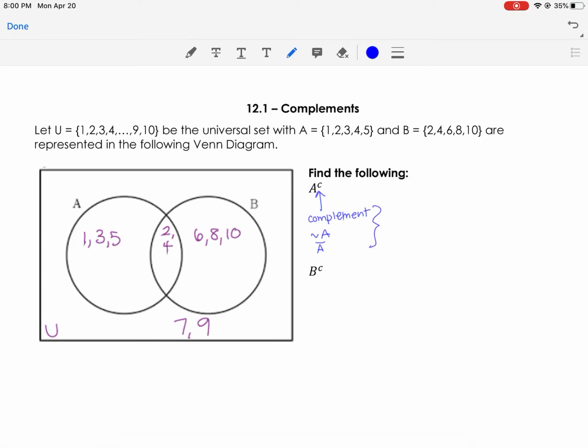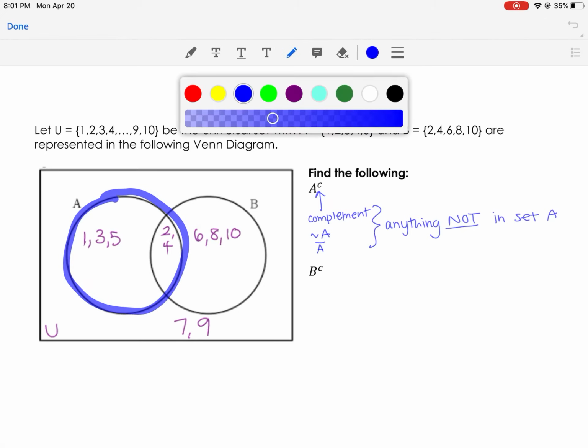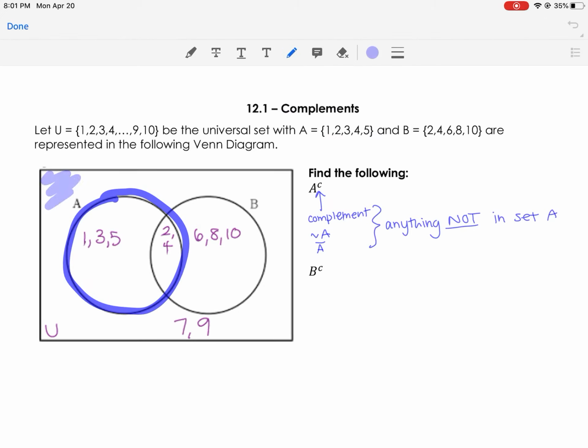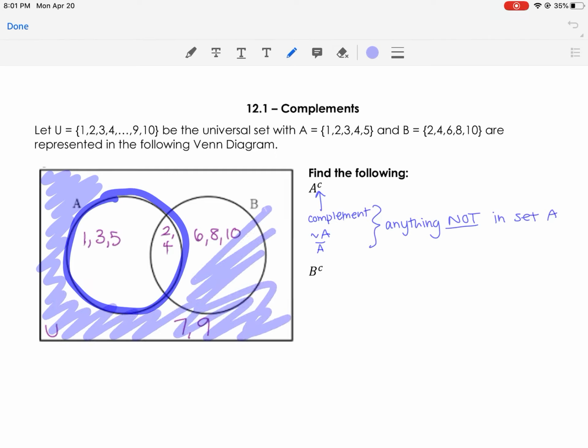So what that means is anything not in set A. I'll show you the visual representation and then we'll go through and actually find it. If we look here, this is set A over here on the right. We're saying anything not in A. So in this case, we want anything outside of A. So we're talking about anything in this shaded area.